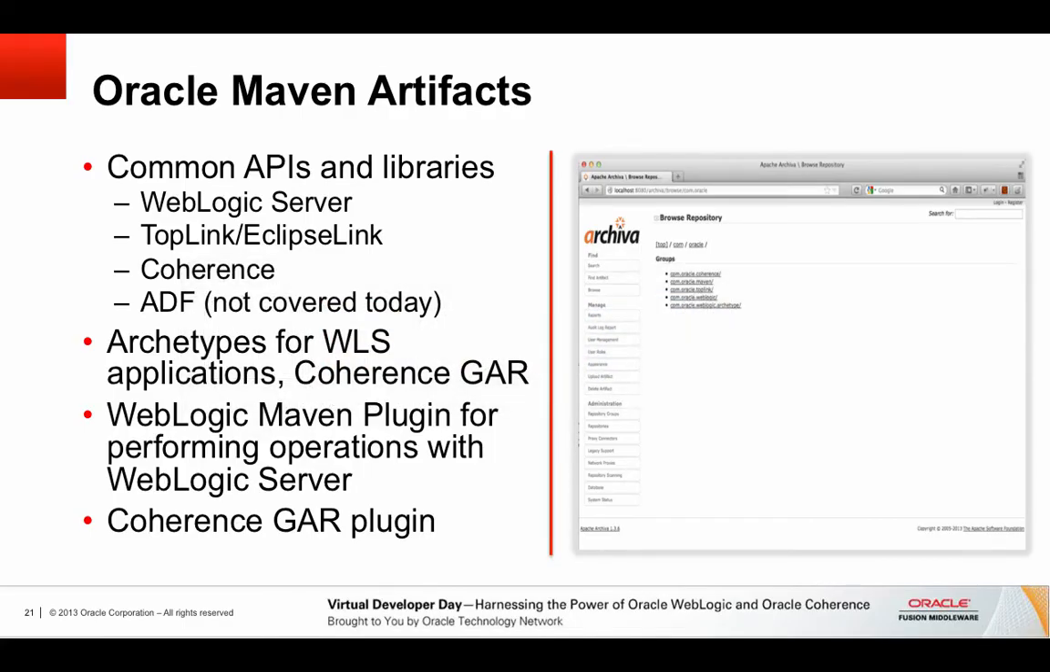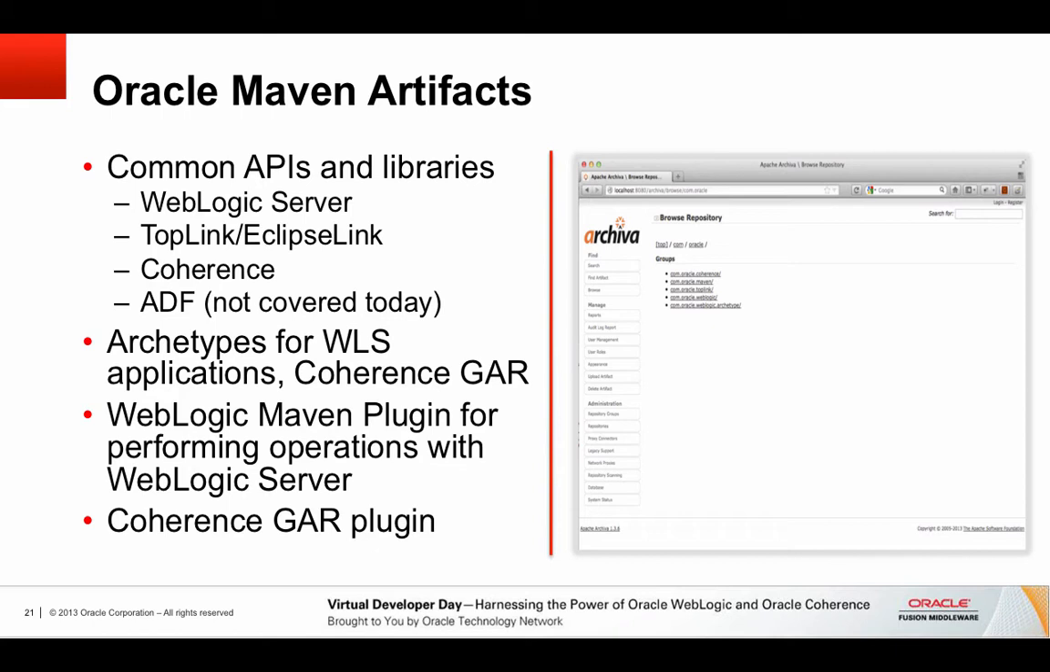After the push goal is executed, you can take a look at what is contained in the repository, utilizing any number of techniques. If it's fronted with a repository manager, such as Archiva shown here on the screen, you can look through for the com.oracle namespace and see the groupings of artifacts that are pushed up. What we have chosen to push up in this release is all of the common and public APIs for WebLogic Server itself, for Coherence, for TopLink, so the programming APIs.